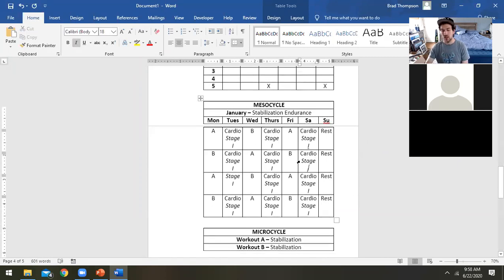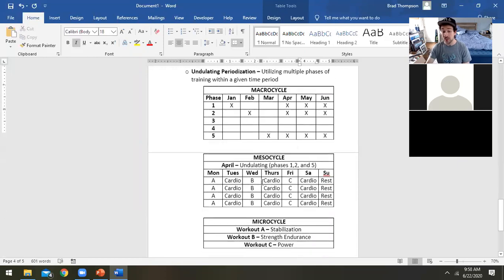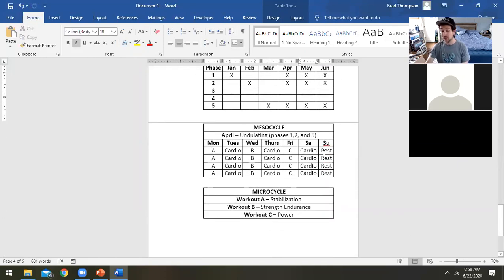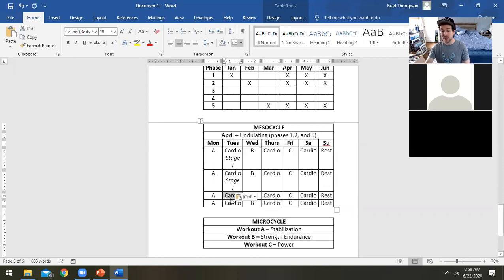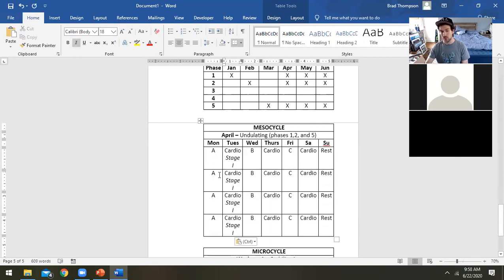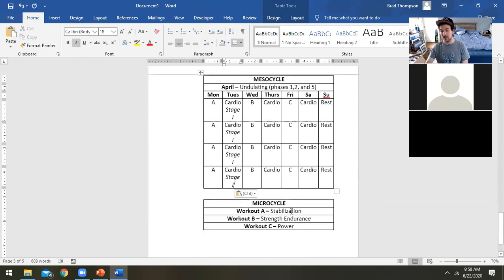But then we go down to our macrocycle here. We got a client who's doing different types of cardio throughout the week. So it would make sense that this would be a stage 1 type of cardio at the beginning of the week, right? So that's corresponding with their workout A, which was stabilization. Then we have Thursdays where we are going to do stage 2 cardio. And then we have the power day where they are going to do stage 3 cardio.